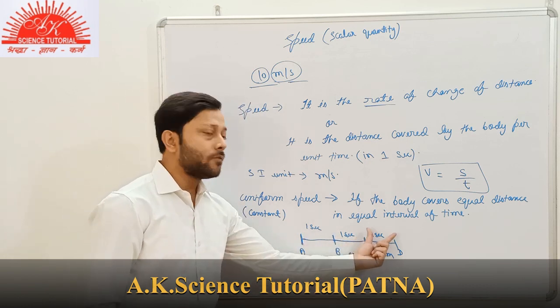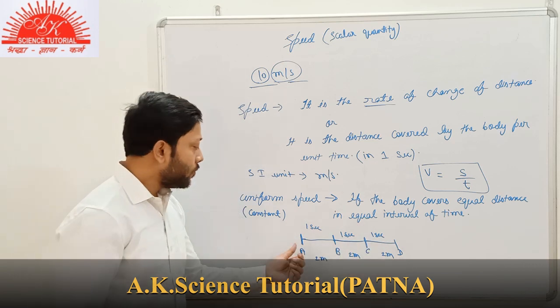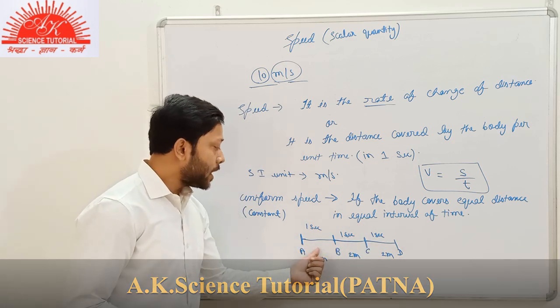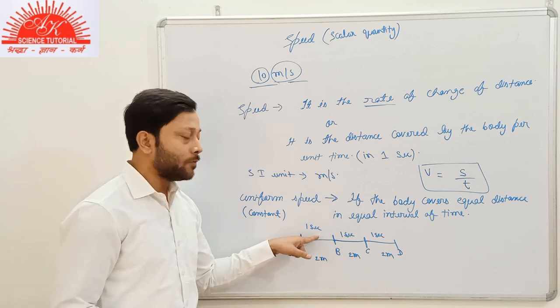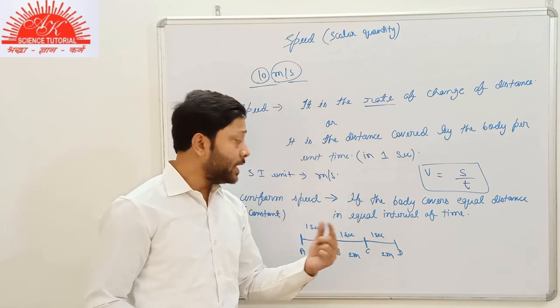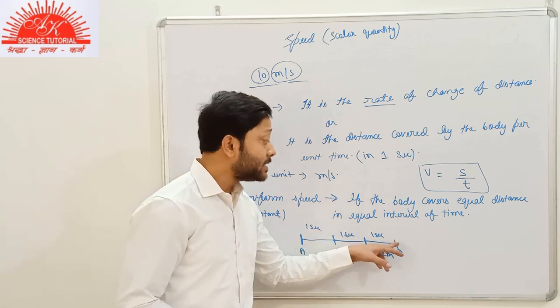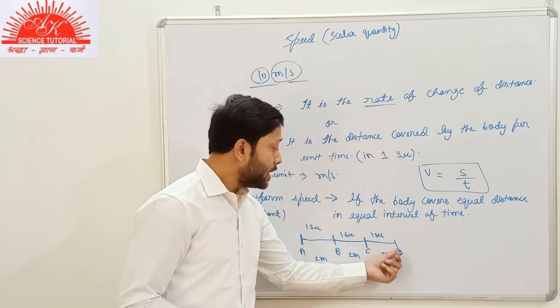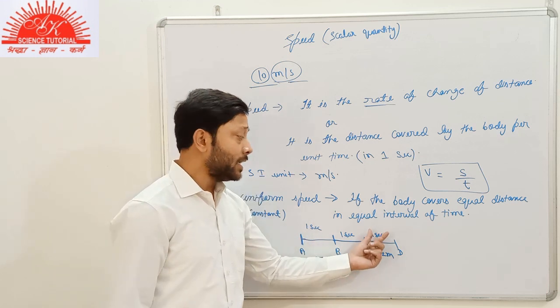1 second, 1 second, 1 second. So what do we conclude? When I come from A to B, I cover a distance of 2 meter in 1 second. When I come from B to C, I again cover a distance of 2 meter in 1 second. And from C to D, I again cover a distance of 2 meter in 1 second.